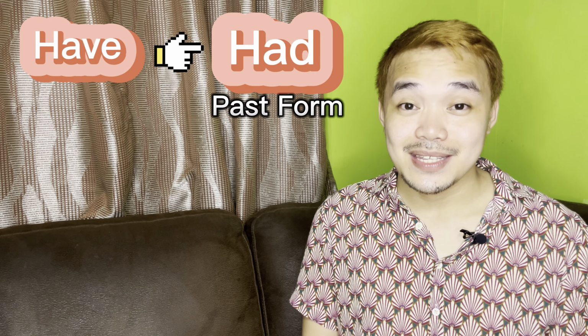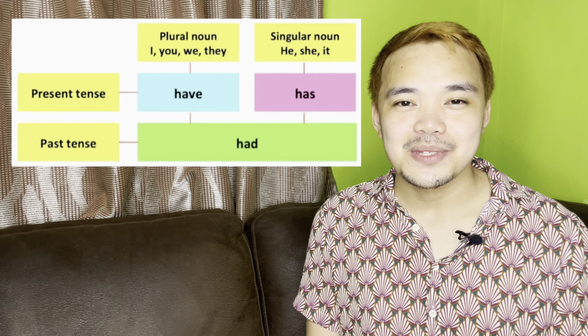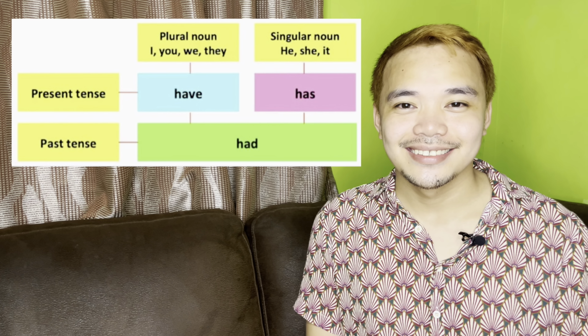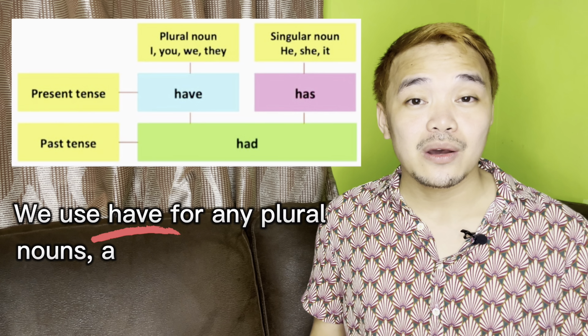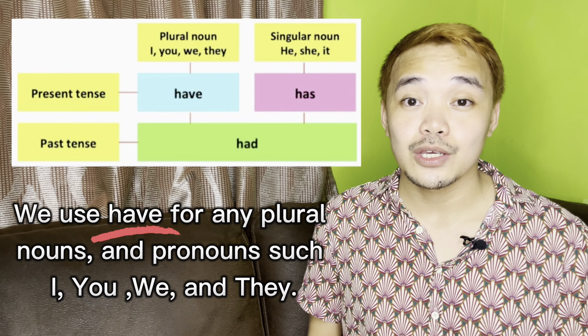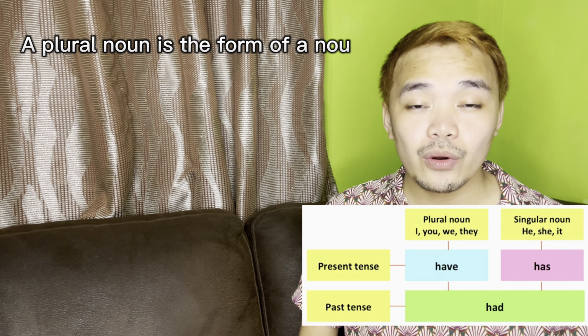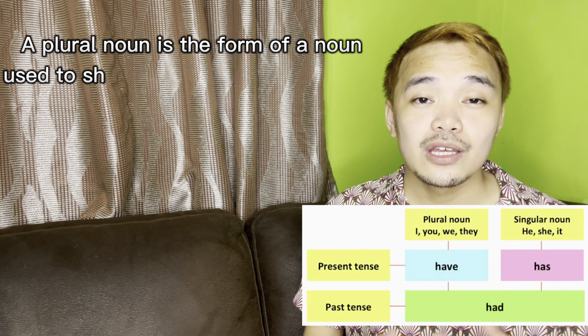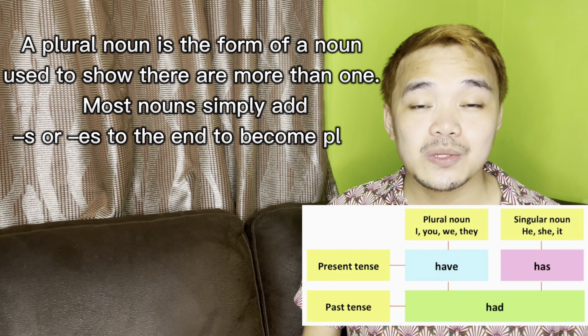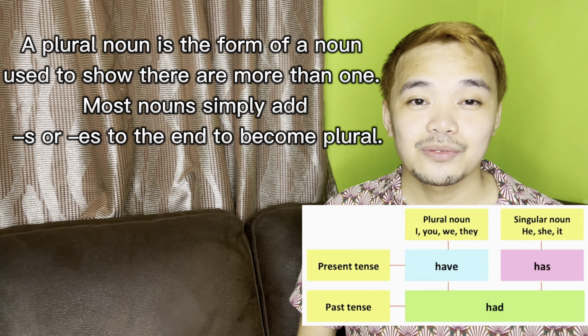But where is has now? Okay, before we use has in a sentence, here is a table to help you remember the rules. Let's take it easy. Now we use have for any plural nouns and pronouns such as I, you, we, and they. When we say plural noun, it is a noun or a form of noun used to show there are more than one. So most nouns add s or es to the end to become plural. For example, oranges, apples, children, notebooks, or pencils, and etc.